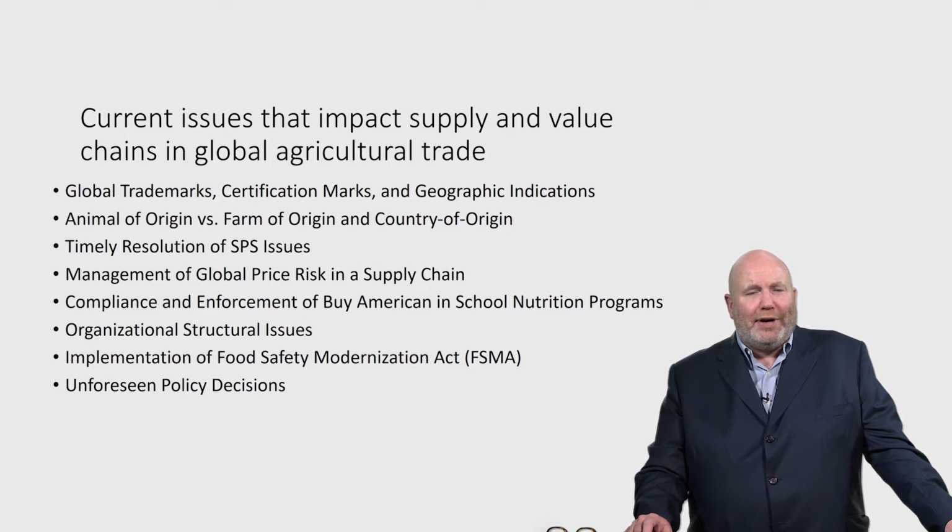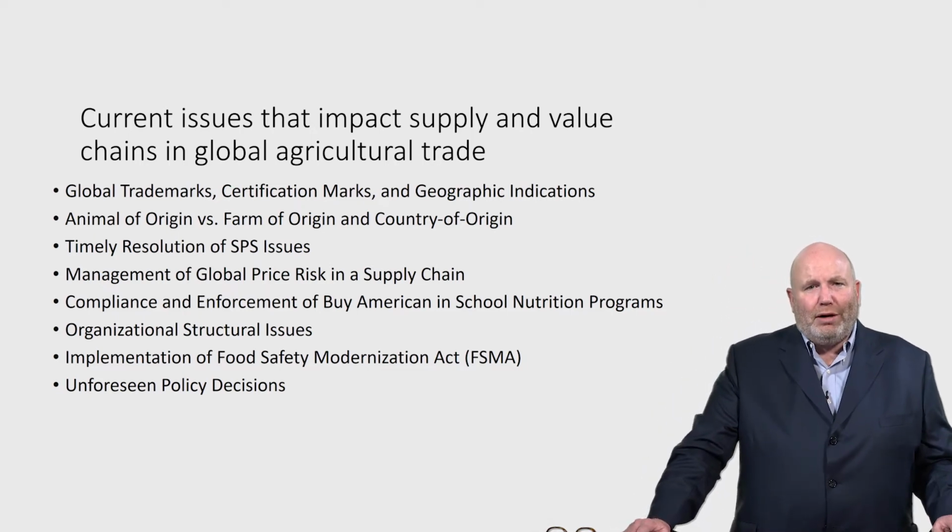SPS is sanitary and phytosanitary issues. These are things like when we had the avian flu. The avian flu doesn't hurt humans, but does hurt other animals. And so we were able to get timely resolution of what the avian flu was in 2015 and 2016 in turkeys, and that allowed us to trade Minnesota turkey meat from certain counties overseas.